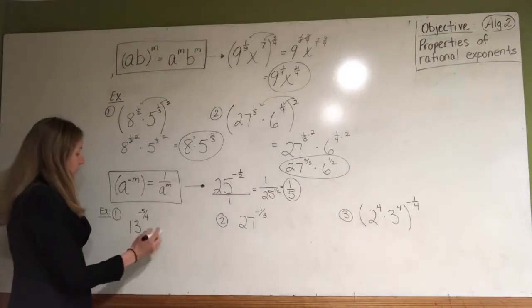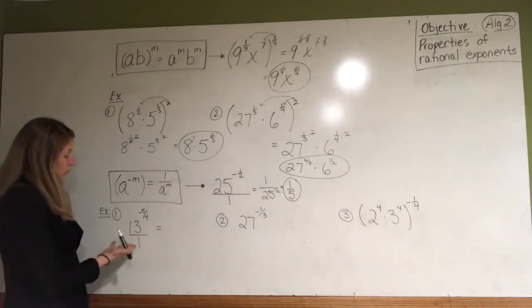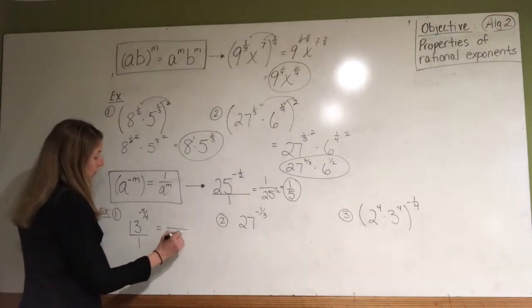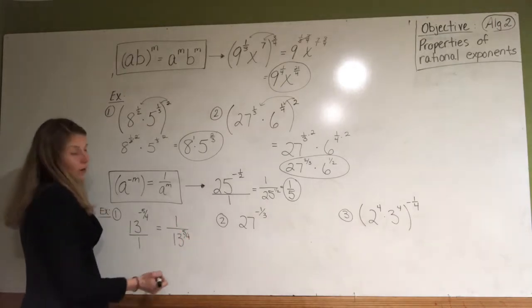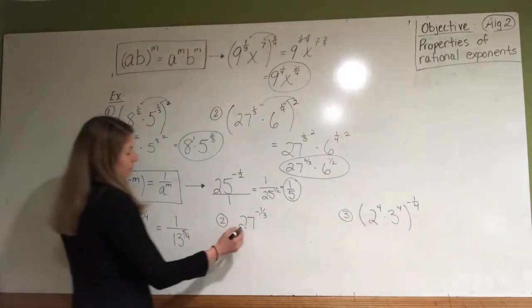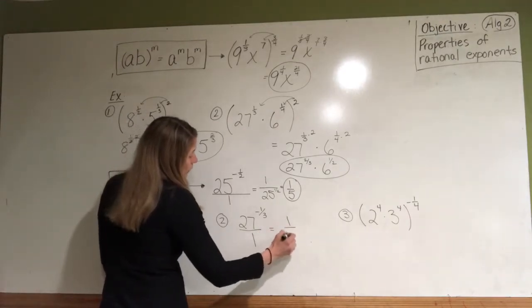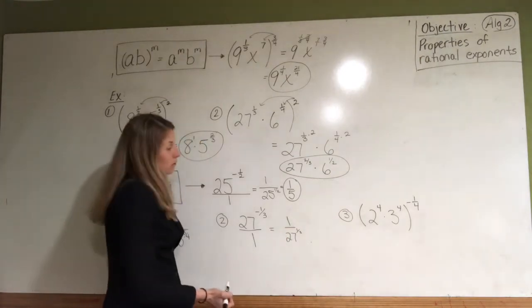All right, so then let's do a couple of those examples. So this one here, if it's over nothing, that's really over a 1, right? So we're going to move this 13 to the bottom, making that exponent a positive. Same thing on the next one here. This is really over a 1. So we're going to move that 27 down to the bottom, making that exponent a positive 1/3.